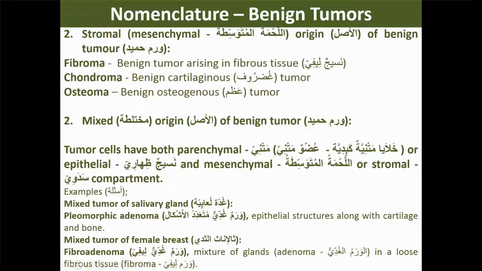Now the nomenclature for benign tumors of mesenchymal origin. If it arises from fibrous tissue, it is called fibroma. If it is from cartilage tissue, it is called chondroma. If it is from osteogenic tissue, it is called osteoma.